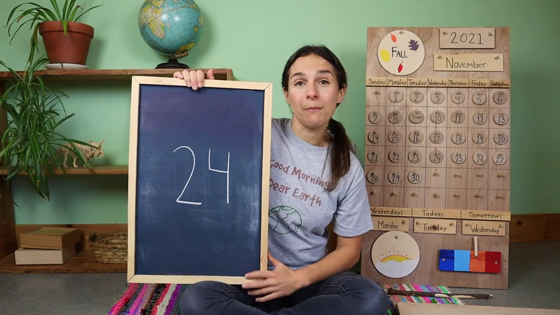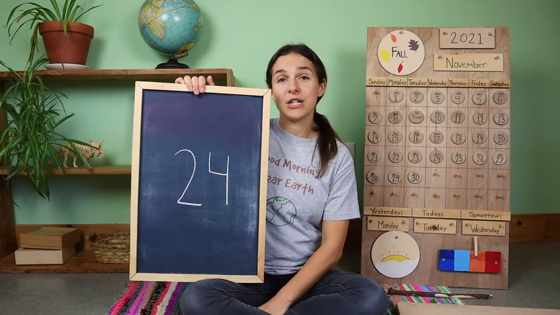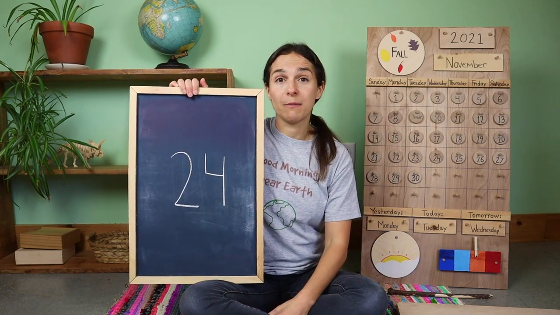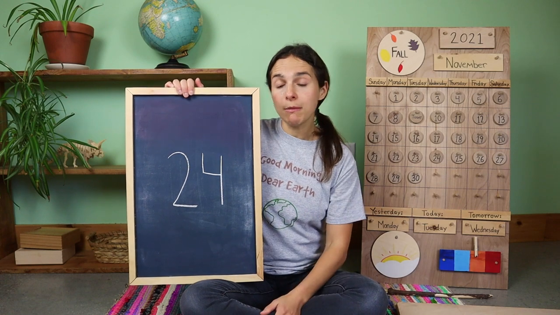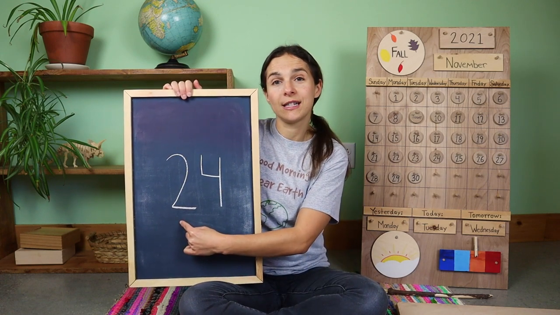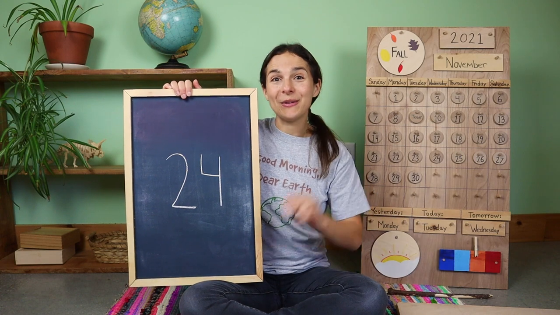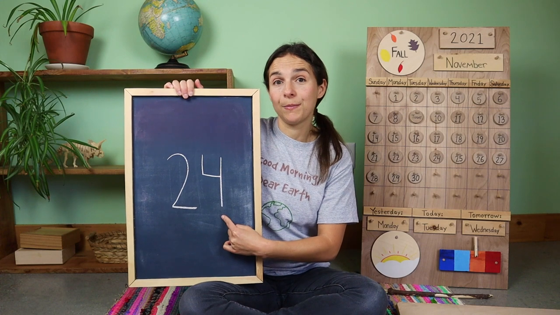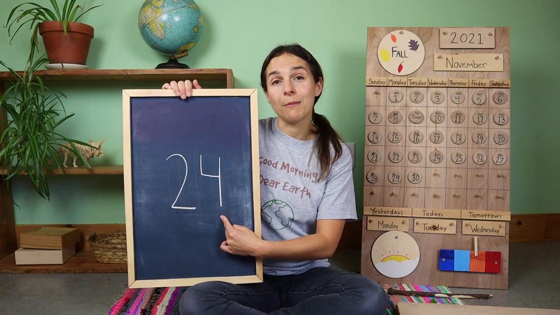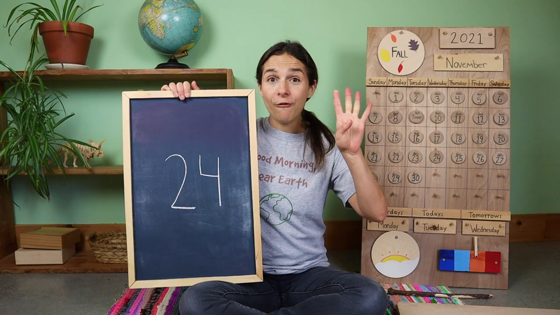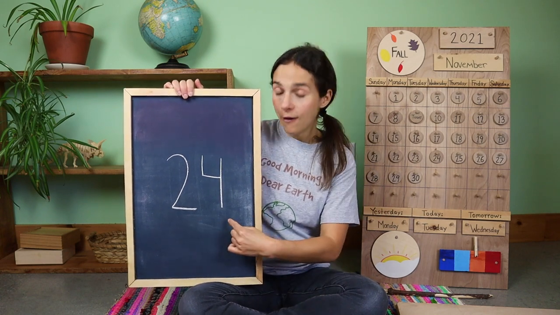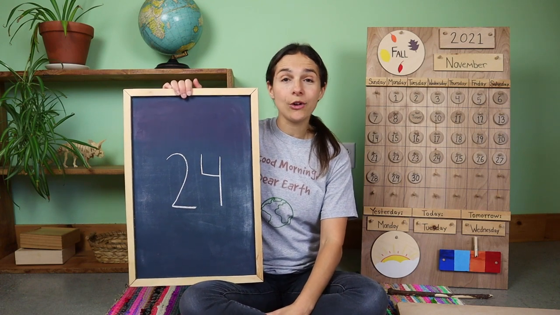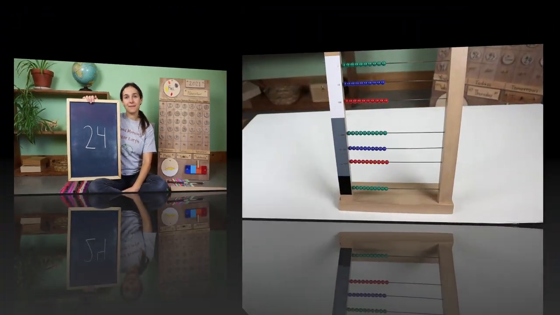And here is the number of the week. This double digit number is the number 24. You have to write two numbers when you write the number 24. Can you show me with your finger what number you write first? Two. That's right. And after you write the number two, you write this number. Can you show me with your fingers what number this is? Four. Two, four. 24. Let's count the number 24 together using the large bead frame.